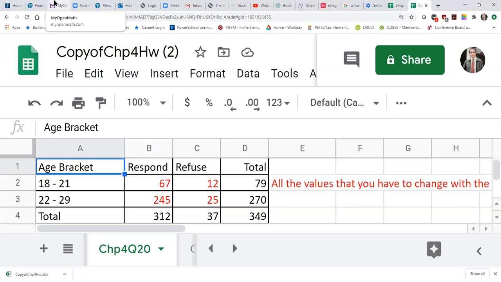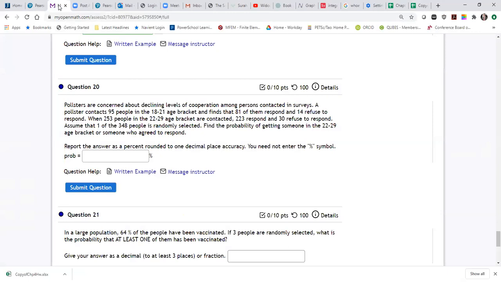There are two conditions there. Okay. So what is the question here? The question here is looking for someone in the interval, or someone who agreed to respond. Okay. Remember this one uses what? Addition rule, right? So you have to add the people in this interval with the people who agree to respond, and then subtract the people that are in the interval and agree to respond, right? Okay. So let's see here.